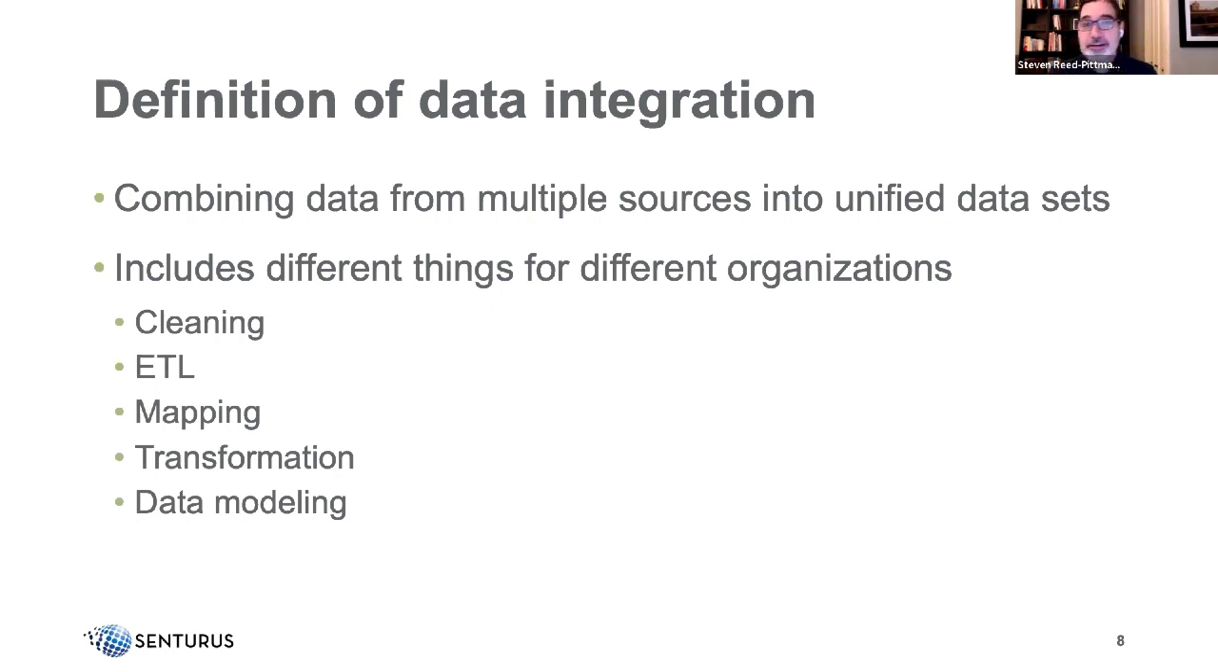So just generically speaking, data integration typically is about combining data from multiple data sources into a unified data set. And that can mean different things in different organizations. But in general, you're trying to take data that's not structured enough and get it structured in a way that's useful for your own reporting. And that can include lots of different activities. It can include cleansing, it can include ETL, it can include data mapping, transformations, and it can even include modeling.